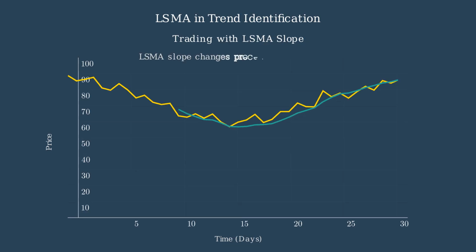A key advantage of LSMA is its ability to identify potential trend reversals early. Pay close attention to changes in the LSMA slope, as these often precede significant price moves. Notice how the LSMA slope begins to flatten and then change direction before the full price reversal becomes obvious. This early signal helps traders stay on the right side of the market.